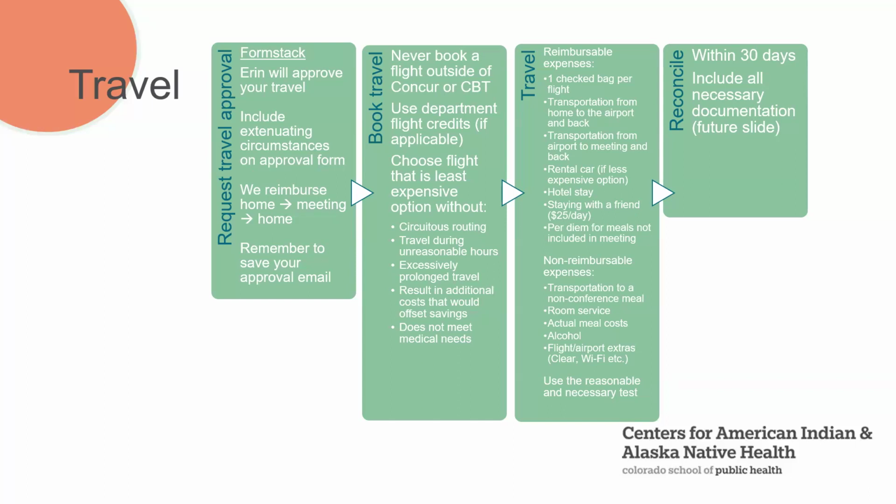We reimburse the hotel stay, as long as it is a reasonable price. And if it's at a conference, the preference is always to stay at the conference hotel. And if you're not going to stay at the conference hotel, that requires prior approval, because it's usually going to incur more costs. And the university also reimburses for staying with a friend. So if you choose to do that, you would get $25 a day. Again, you would need that to be prior approved. And any per diem that is not for meals that are not included in the meeting.